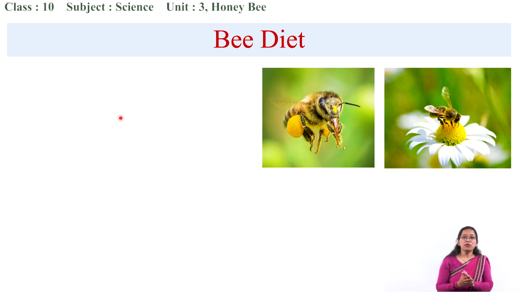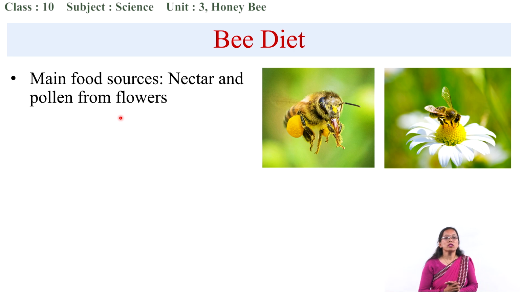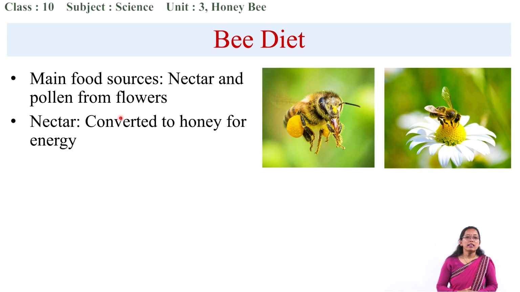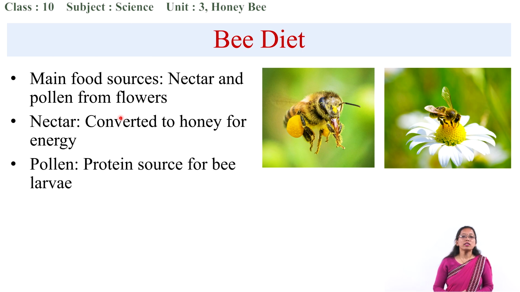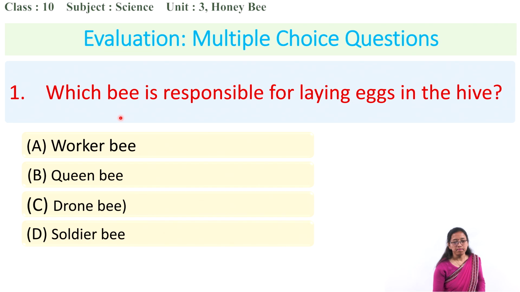And what do bees eat? What is the diet of a bee? Its main food source is nectar and pollen from the flowers. Nectar is converted into honey for energy, and that honey they also consume. And pollen is a protein source for bee larvae. Especially in the larval stage, they are voracious eaters and need more food, so at that time they are fed pollen.